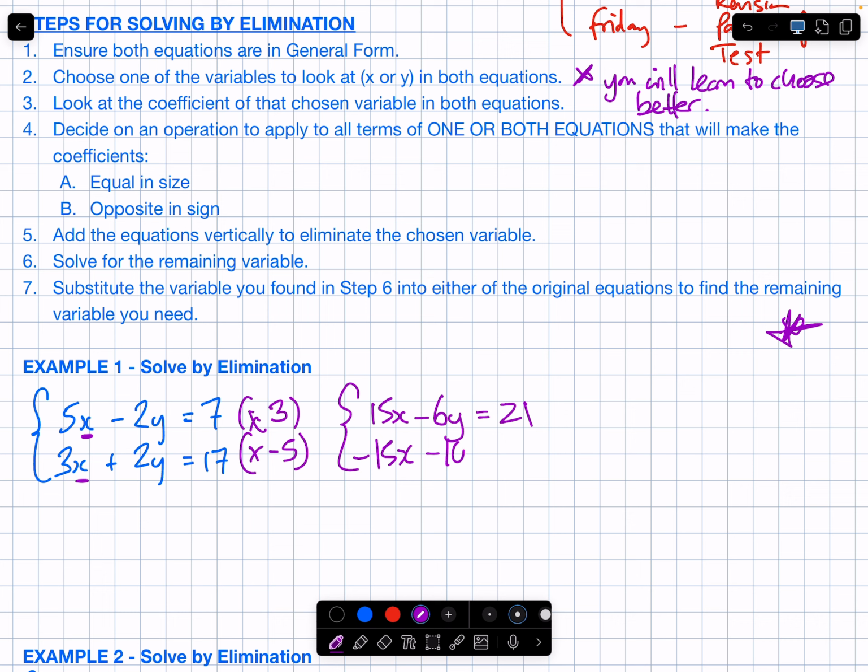Minus 10y. Why is it minus 10y? You're right, but there's other people in this room. Why is it minus 10y? Because positive multiplied by negative. Yep. And then 17, I don't know that off the top of my head, 50, negative 85, is that correct? Calculator, check. You do get a calculator for this.